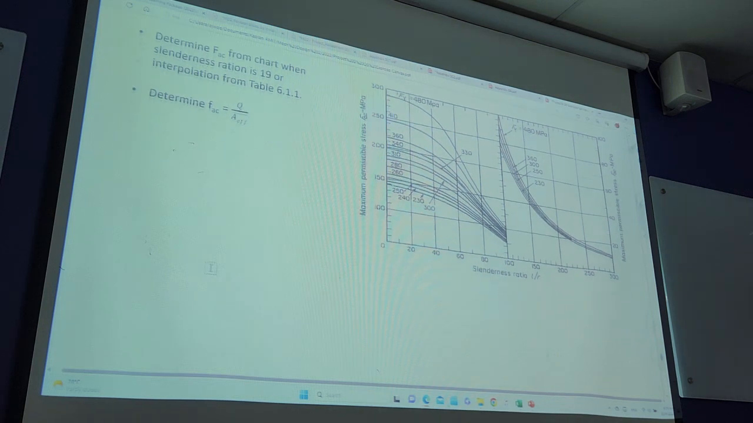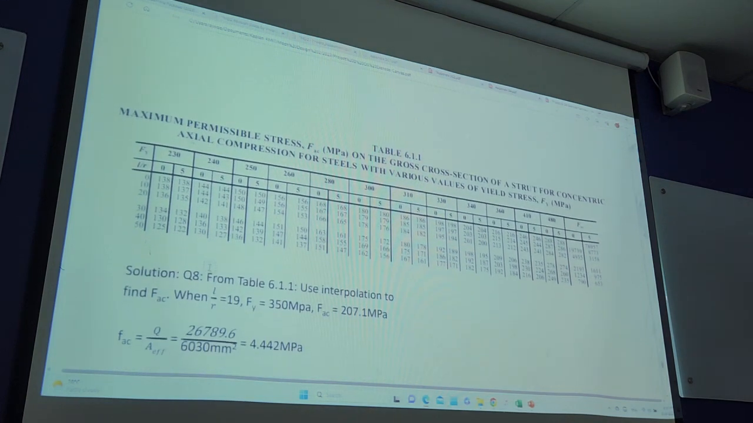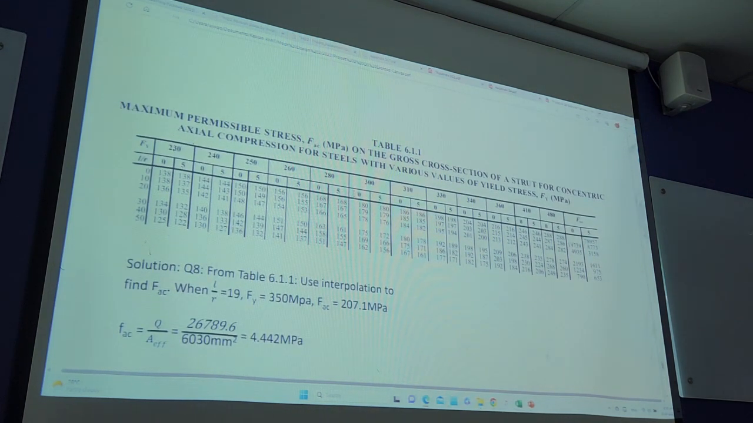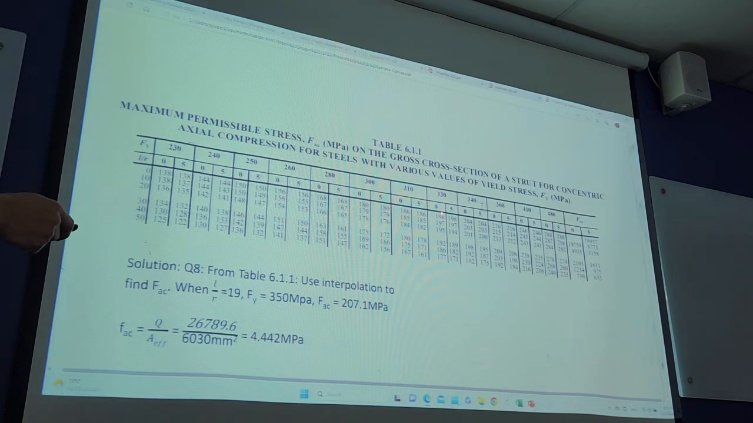Let us have a look at the solution here. This is table 6.1.1. Over here you have your slenderness ratio given as 19. And over here is your yield stress or yield strength, 350. Over here you don't have 350, so that's why you have to interpolate. Right now you have 350 in between 340 and 360.